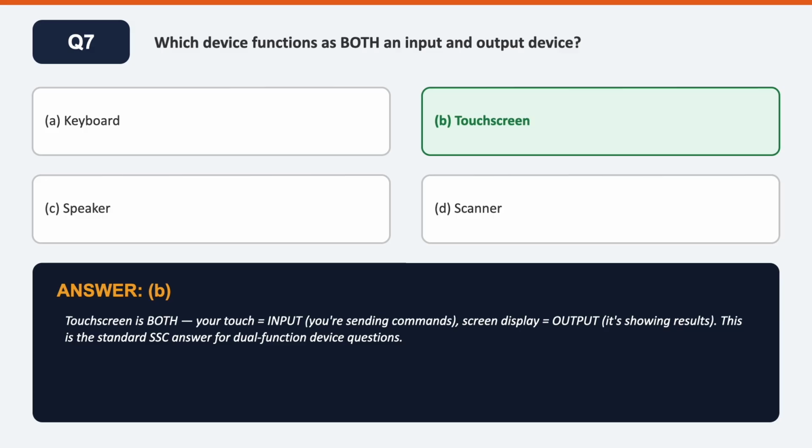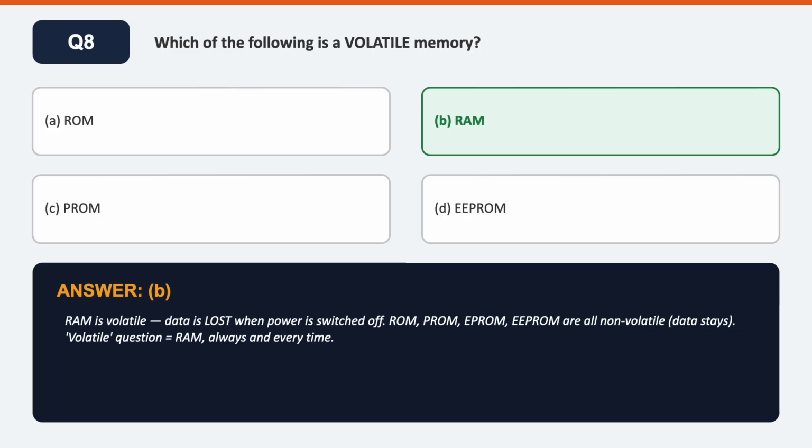Answer B. Touch equals input, display equals output. Both happen in one device. Question 8. Which memory is volatile? A. ROM, B. RAM, C. PROM, D. EEPROM. What is the answer? Answer B. Volatile means data disappears when power goes off.